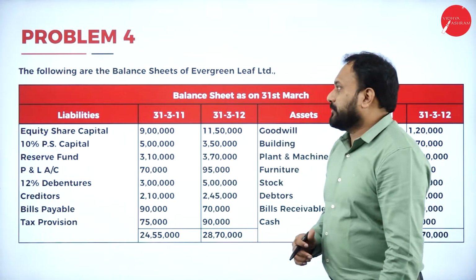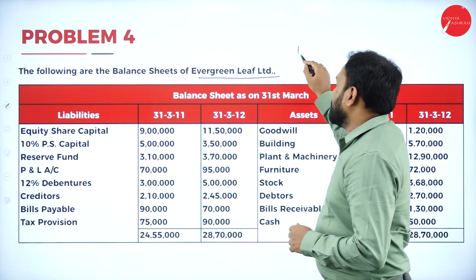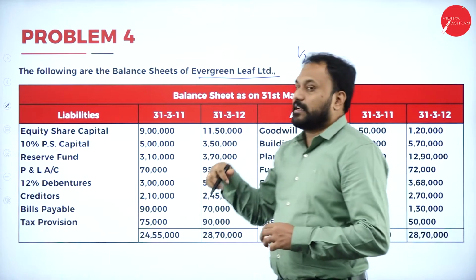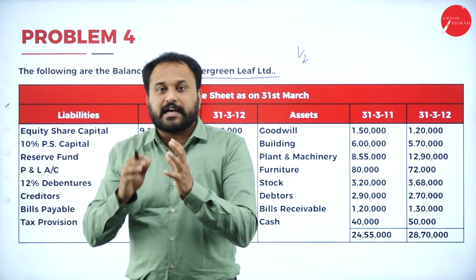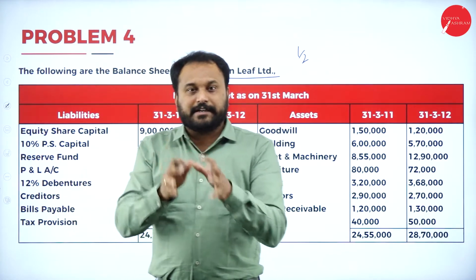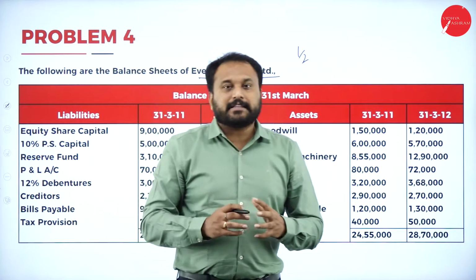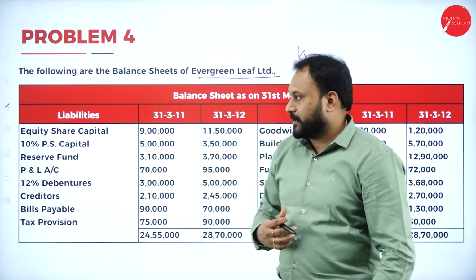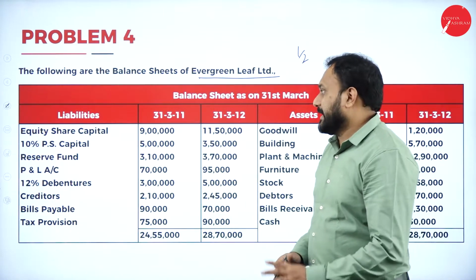The fourth problem: the following is the balance sheet of Evergreen Leaf Limited. That means half marks you will get if you write Evergreen Leaf Limited cash flow statement. Now we need to understand whether they are asking us for the direct method or the indirect method. If it is the direct method, very easily we can do it. With the indirect method, we are supposed to go with more calculation. So they have given us the balance sheet.